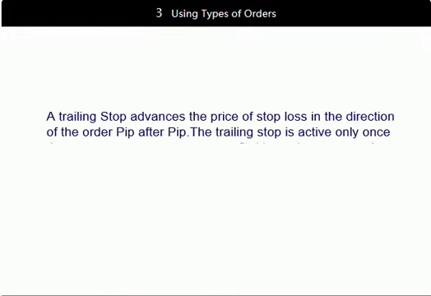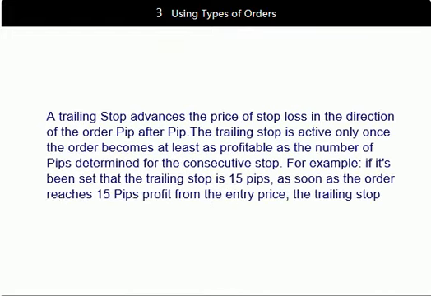A trailing stop. A trailing stop advances the price of the stop loss in the direction of the order, pip after pip. The trailing stop is active only once the order becomes at least as profitable as the number of pips determined for the trailing stop. For example, if the trailing stop is set to 15 pips, as soon as the order reaches 15 pips profit from the entry price, the trailing stop will be activated.